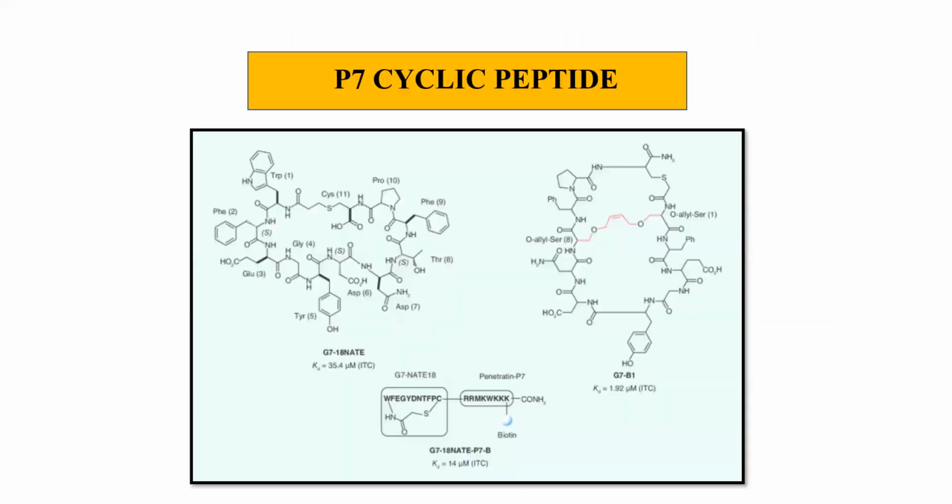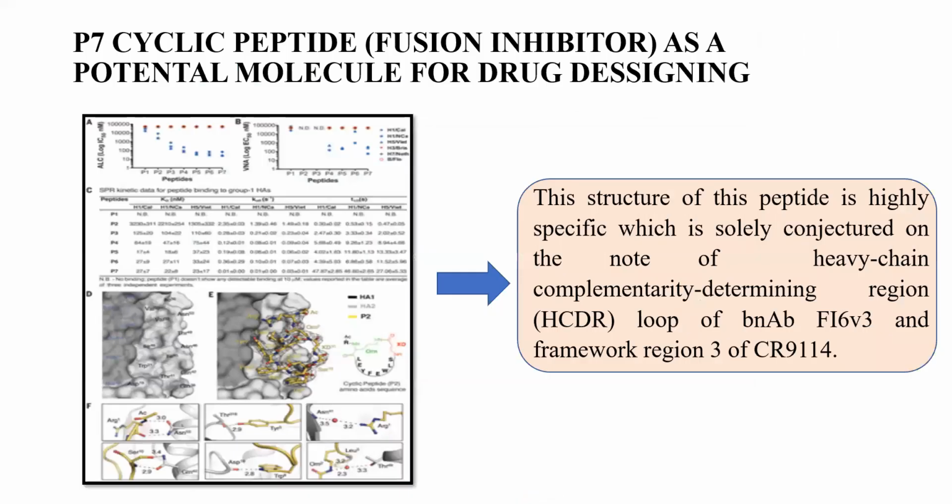So the first fusion inhibitor which I'd like to talk about is the P7 cyclic peptide, which is currently at the stage of being a potential fusion inhibitor to be incorporated into drugs to combat the influenza A virus. From a very pivotal anecdote, the P7 cyclic peptide is prominent, eminent for its specificity. Why? Because the structure of this peptide is solely conjectured on the heavy chain complementarity determining region loop of BNEB F16V3 and framework region 3 of CR9114.